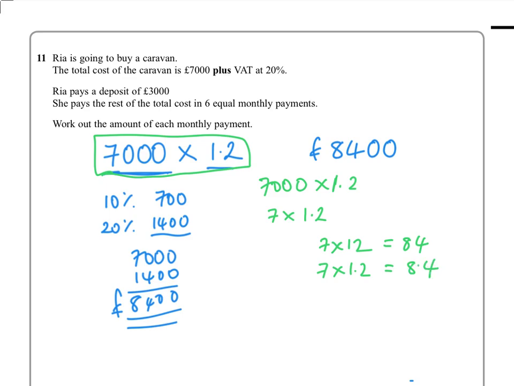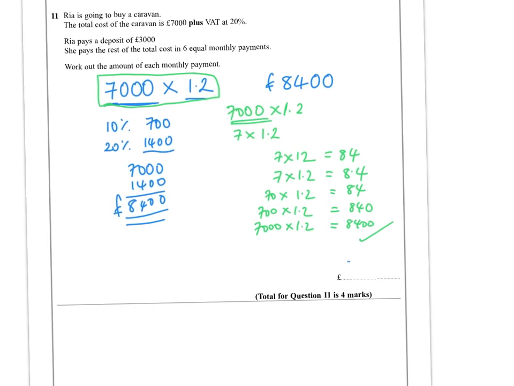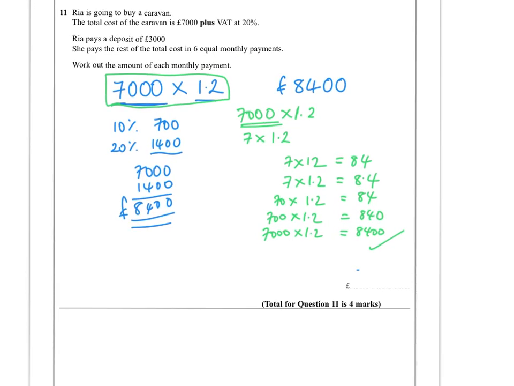So you get 7 times 1.2 and then try and build it up to 7,000. So 70 times 1.2 would be 10 times bigger, back to 84. 700 lots would be 840, and then 7,000 lots would be 8,400. So there's a few more ideas, but it's 8,400. And then if £3,000 deposit is paid, then you've got 8,400 with 3,000 deposit paid. That's 5,400 to pay in 6 equal monthly payments.